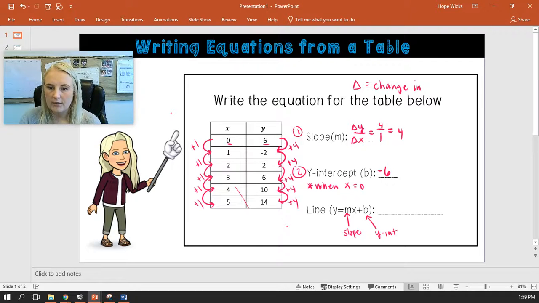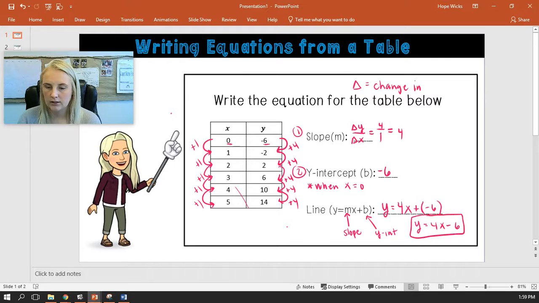Once we have our m and our b, we can actually just plug them right into our line. So our line here is y equals m x plus b. Instead of m, we're going to plug in 4, x, and then plus b, so plus a -6. We don't like to have two signs like that, so remember you should always rewrite, and you would have y equals 4x minus 6. And that is our line here.